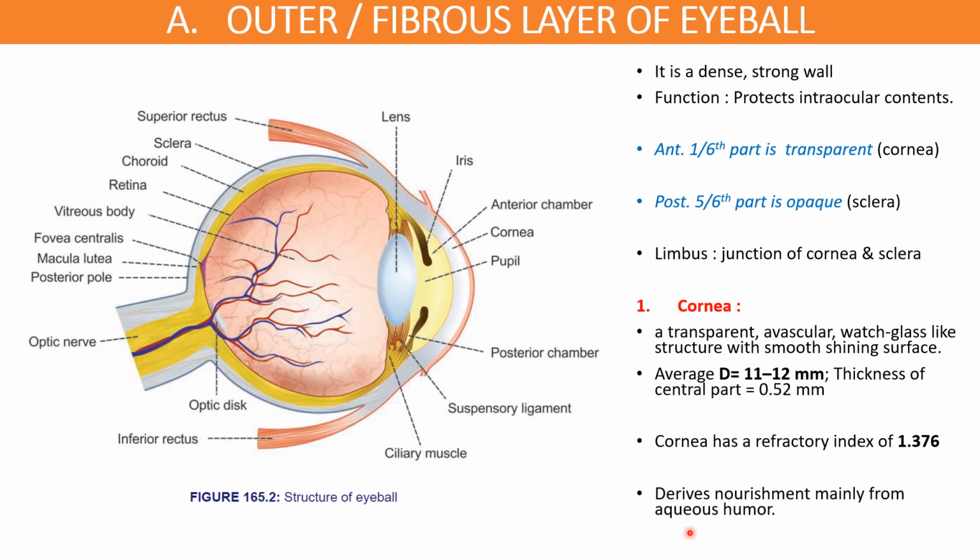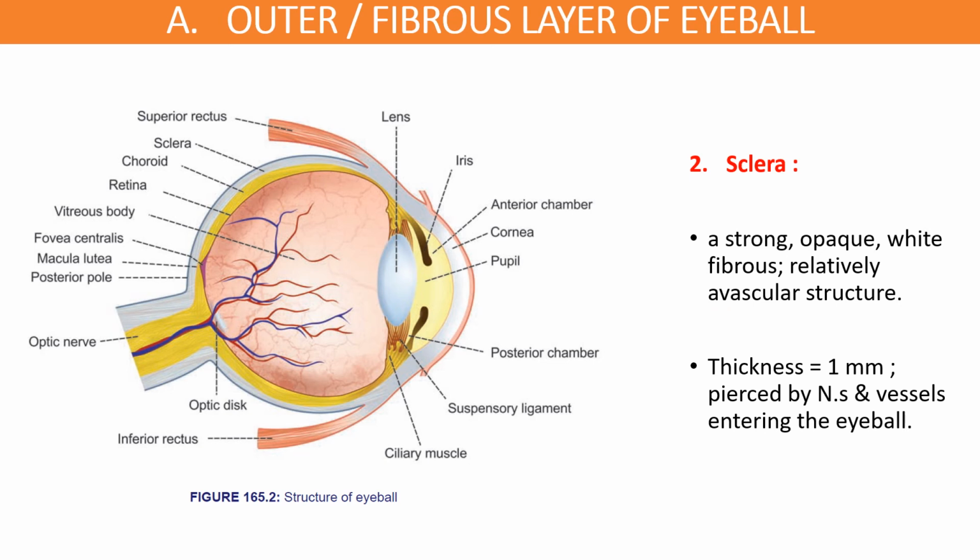Now let us focus on the cornea. The cornea is a transparent, avascular, watch glass-like structure with a smooth shining surface. It has a diameter of 11 to 12 millimeters and a thickness of 0.52 millimeter at the central part, and around 0.67 millimeters at the peripheral part. The refractive index of the cornea is 1.37, and the cornea is a very sensitive structure towards touch, pain, pressure and temperature. Since it is an avascular structure, it derives its nourishment mainly from aqueous humor.